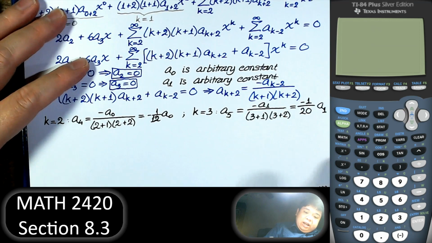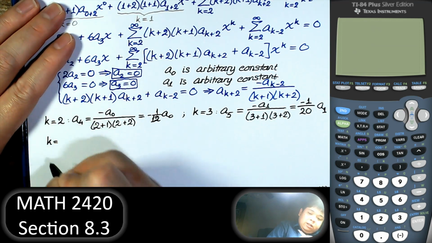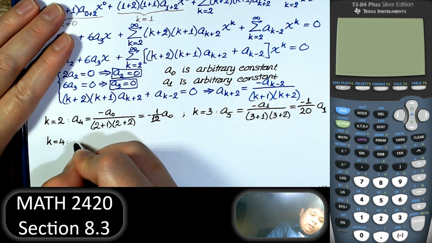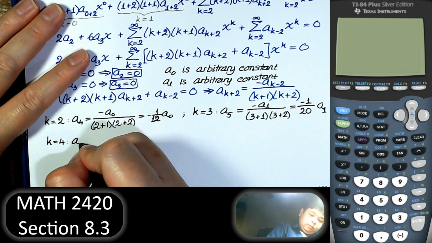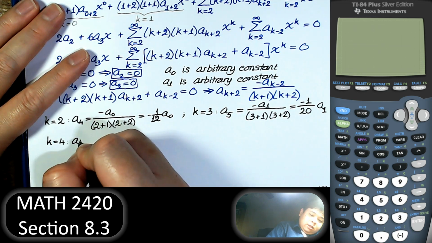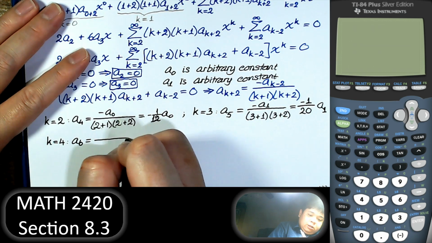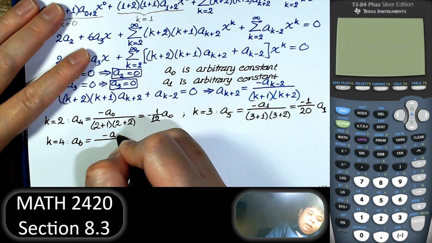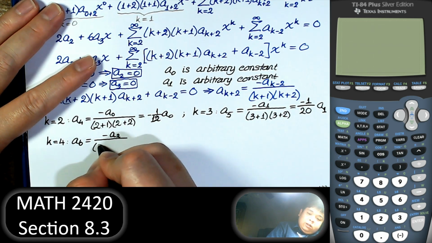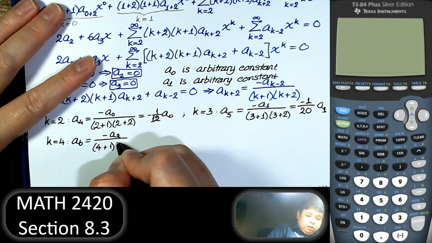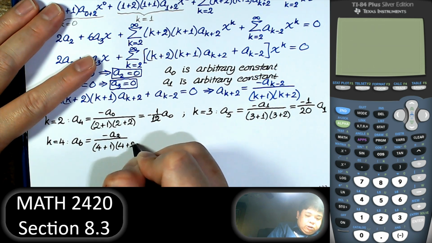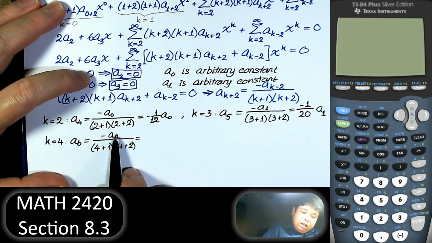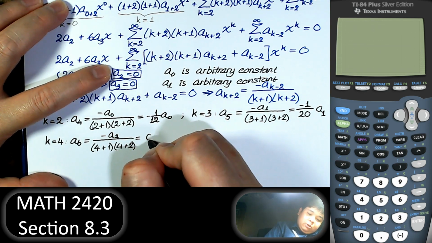Next, we need A6. So k equal to 4 here. K equal to 4, so 4 minus 2, so negative A2, 4 plus 1, 4 plus 2. A2 is equal to 0, so this is equal to 0.